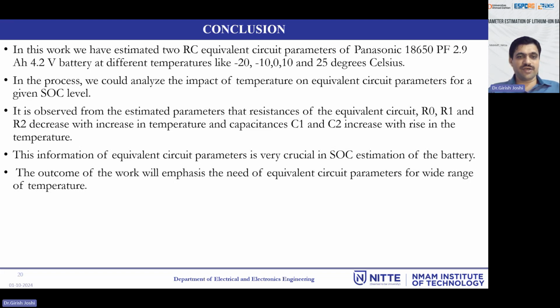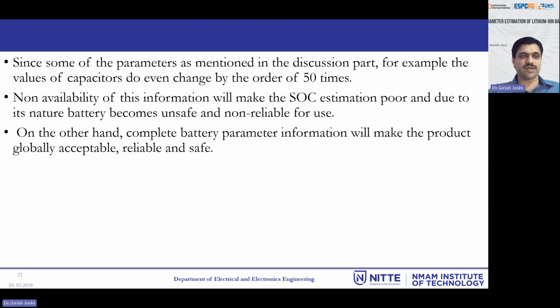This information of equivalent circuit parameters is very crucial in SOC estimation of the battery. The outcome of the work emphasizes the need of equivalent circuit parameters for a wide range of temperature, since some of the parameters, as mentioned in the discussion, for example the values of capacitors, change by the order of 50 times. Non-availability of this information will make SOC estimation poor, and due to this, the battery becomes unsafe and non-reliable for use. On the other hand, complete battery parameter estimation will make the product globally acceptable, reliable, and safe.